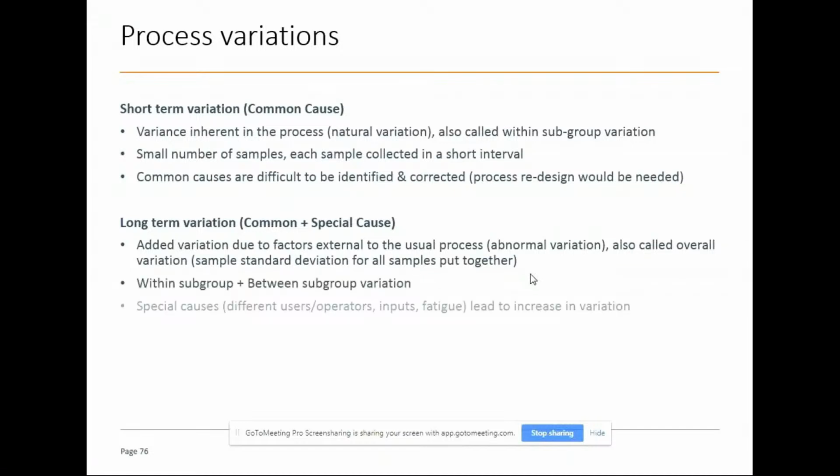Now, the process variation, as we talked about: there is a short-term variation, which is generally caused by common cause variation. And then there is long-term variation, which is common plus special cause variation, because obviously in the long term, everything will come into play.